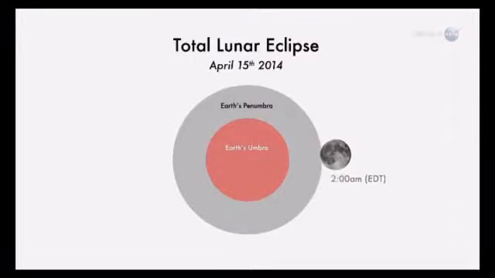The April 15th eclipse begins at 2 a.m. Eastern Time, when the edge of the moon first enters the amber core of Earth's shadow.